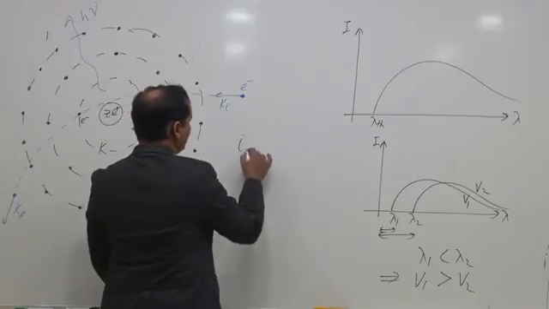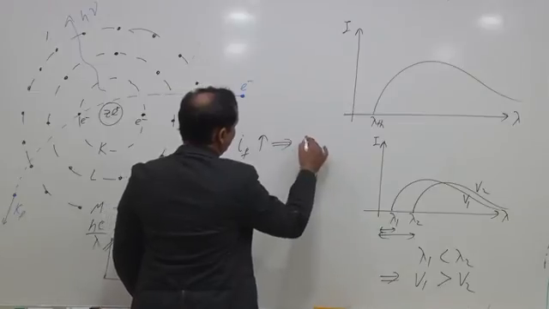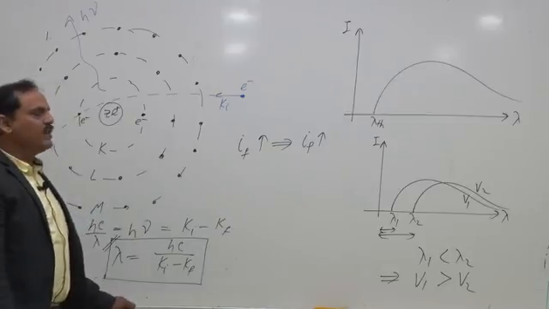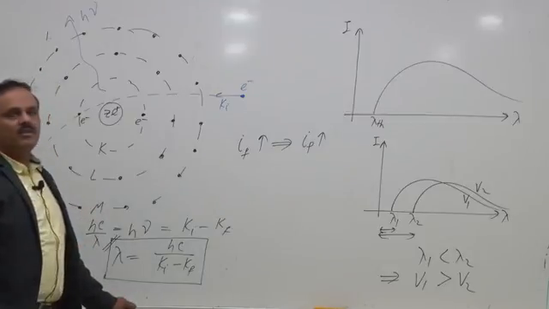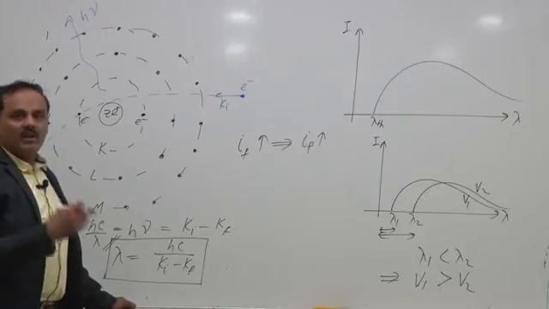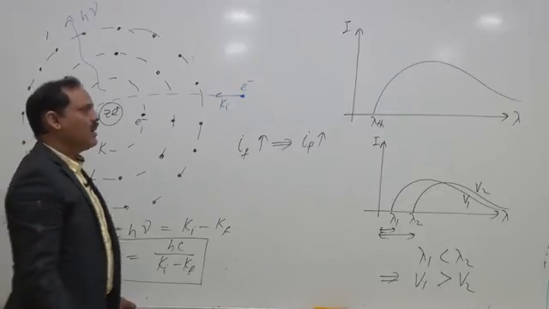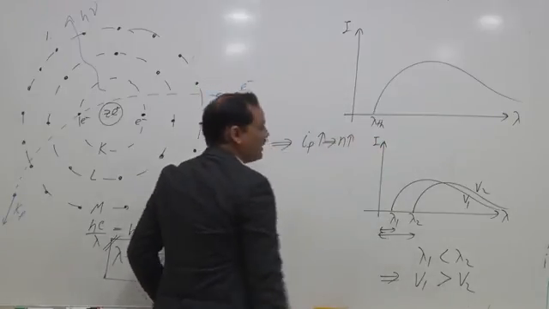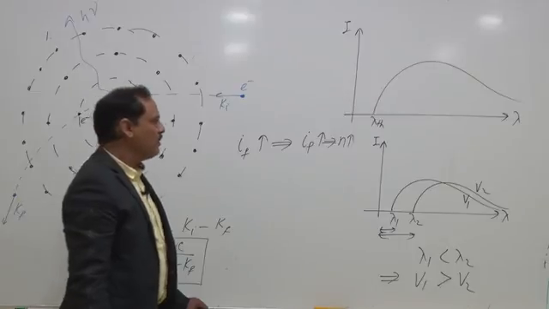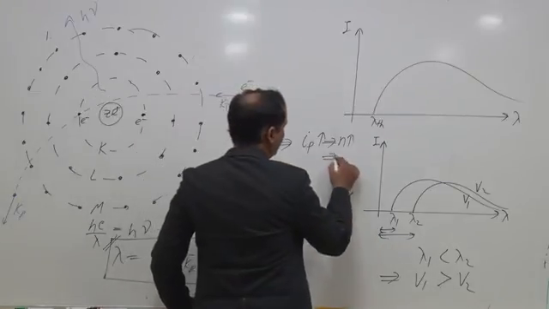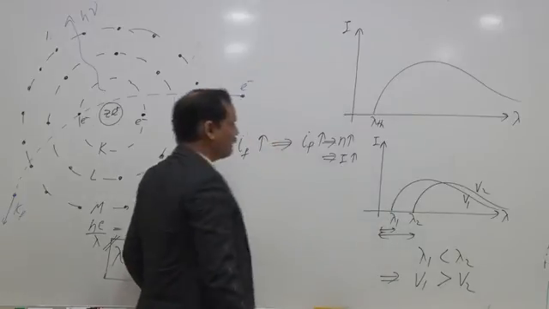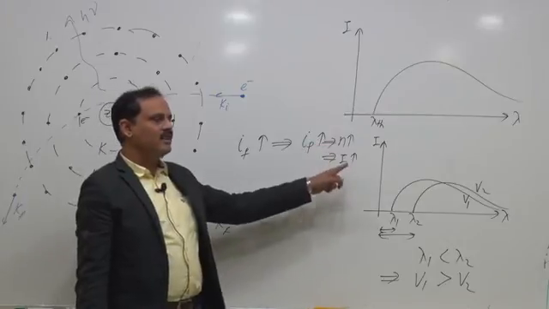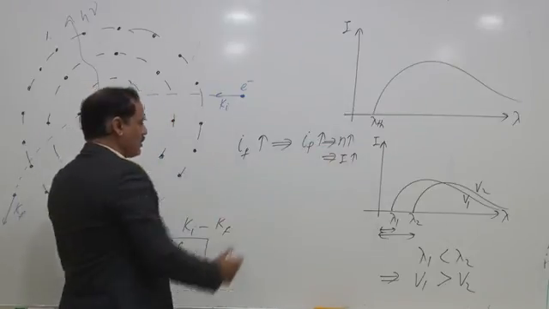So if we increase the filament current, this will lead to an increase in plate current. That is, more electrons will be emitted from the plate. As more electrons are emitted from the plate, more electrons will be striking the target. As more electrons strike the target, more photons will be emitted. The number of emitted photons will be more. As more photons are emitted, the intensity will be more. So if we change the filament current, the intensity will change and not the threshold wavelength.